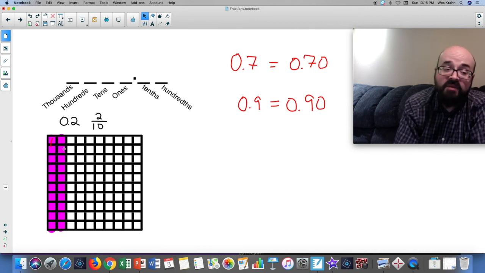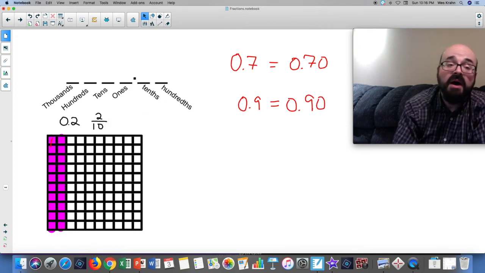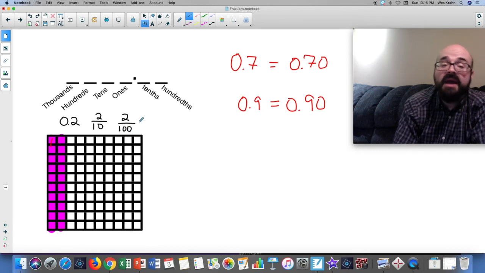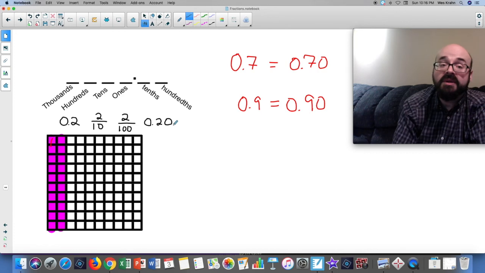But there's another way, now that we've got it broken up into smaller pieces, we can actually call it 2 hundredths. And when I say it like that, it sounds like a fraction, 2 hundredths. And I can represent it as a decimal as well, and I can say it's 0 and 20 hundredths. Remember, if I use this place value, I now call it hundredths.